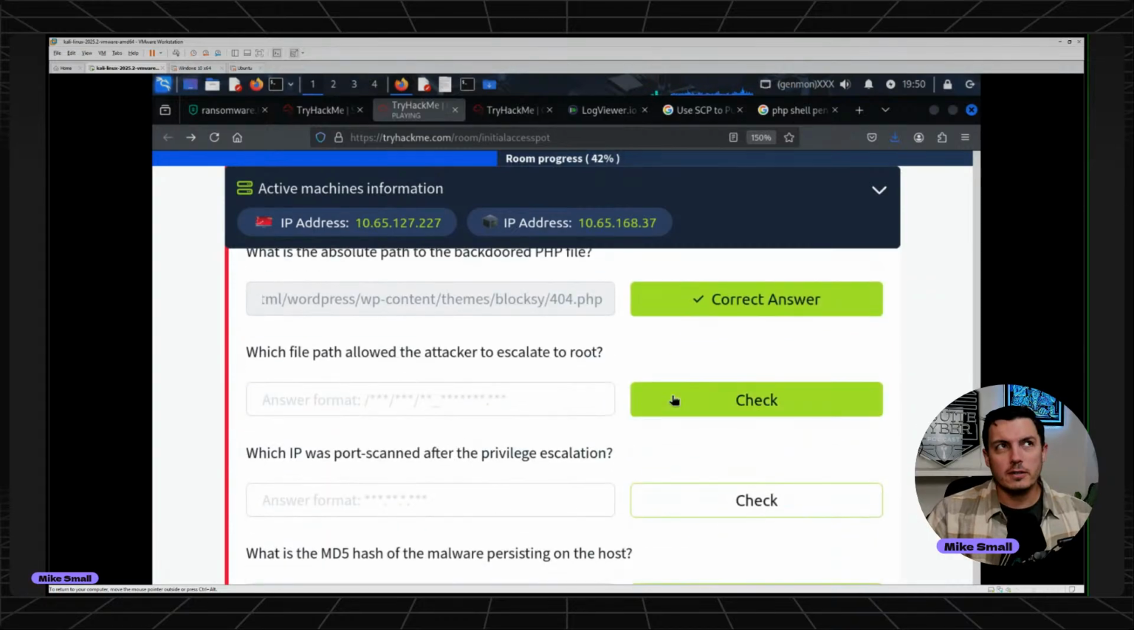Hopefully, folks are still following along. You haven't fallen asleep. This is a pretty interesting system, at least I think so. I think it's really good one for people who want to learn how to investigate Linux systems.